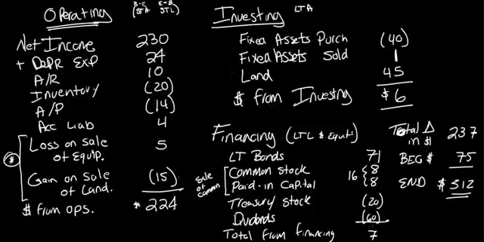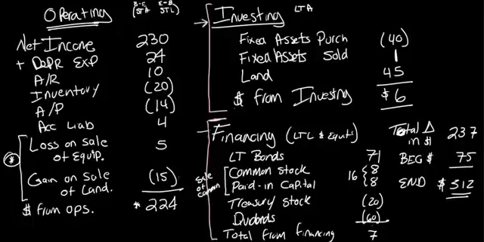So again, when we're doing the direct method, since we've already done the investing section and the financing section, we can ignore these because we've already done them. They will be exactly the same. If I ask you to prepare a statement of cash flows direct method, these two will look exactly the same. The only one that will look different is the operating section.